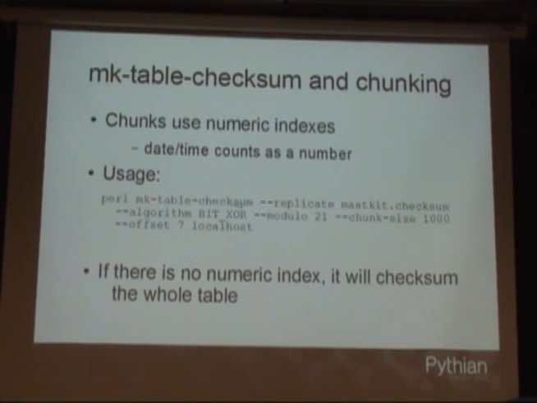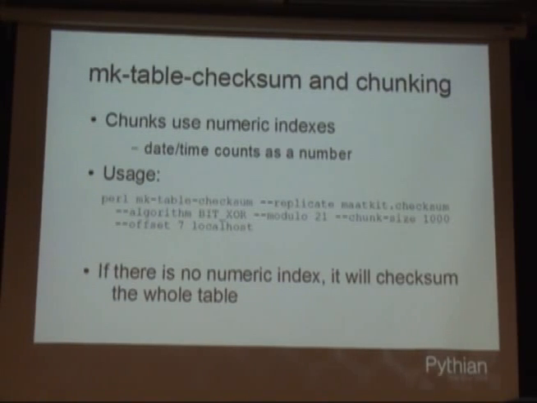So Perl mk-table-checksum. We had this replicate equals matkit.checksum, algorithm bit XOR. We had localhost and then user and password here. But here we have modulo 21, chunk size equals 1,000, and offset equals 7. So what this does is it splits the data into 21 different pieces. So if you have a table that's 2,100 rows, or say 21 million rows, it's going to split it into approximately 1 million rows each.